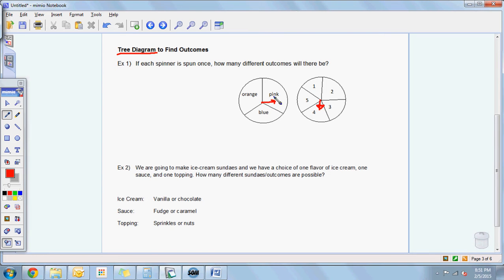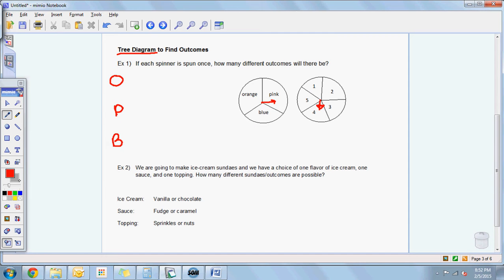So for example, if I spin a pink, then I could get a 1. If I spin an orange, I could get a 4. So those are different outcomes. So a way to figure that out is to do it visually. So if you're a visual person, you're going to like this method. So you're going to write down the number of outcomes on the first item. So I have an orange, so I'm going to write O for orange. I have pink. And I have blue. Those are the different outcomes on the first spinner.